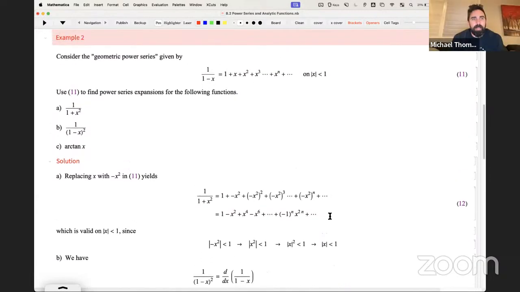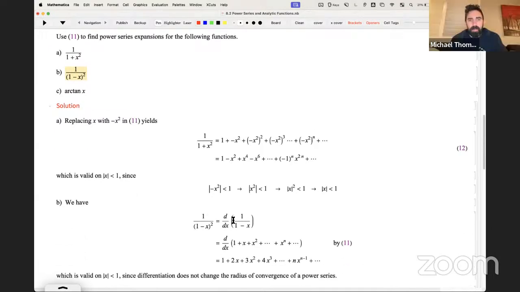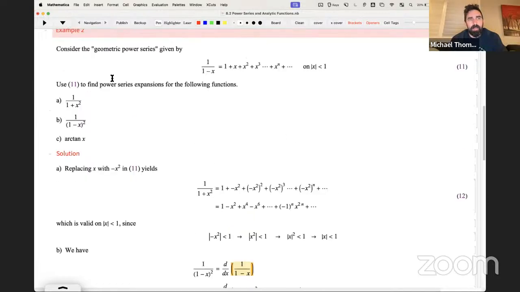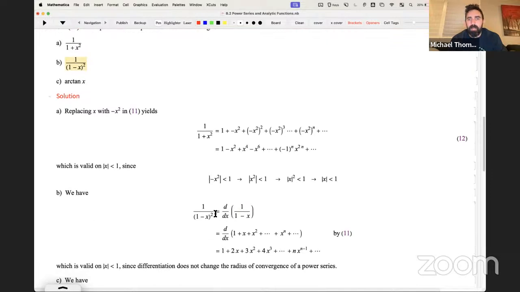Okay, so that had nothing to do with derivatives. That was simply plugging in using a known power series expansion. But for this one over here, if you wanted to find a power series expansion and use this, you'd have to come up with some relationship between this function and that function. And you might notice that if you differentiated this function, you do get that function.